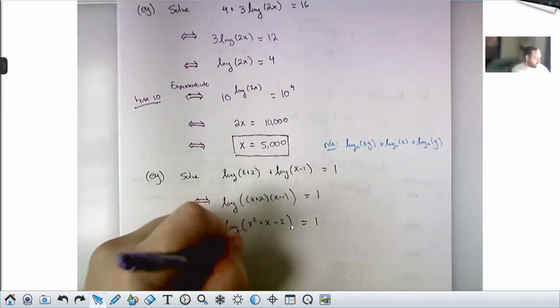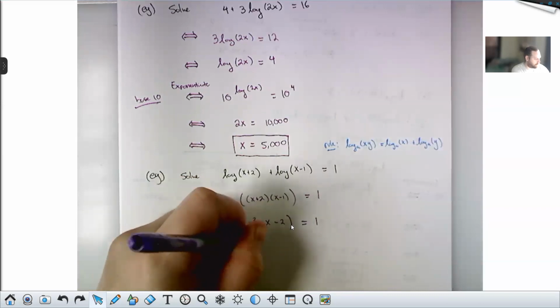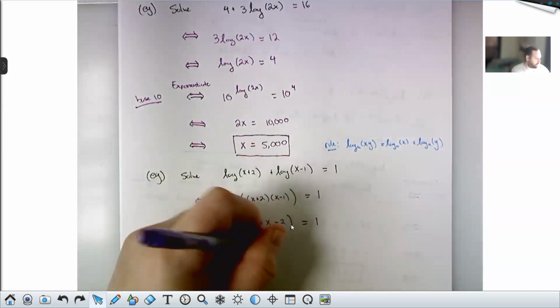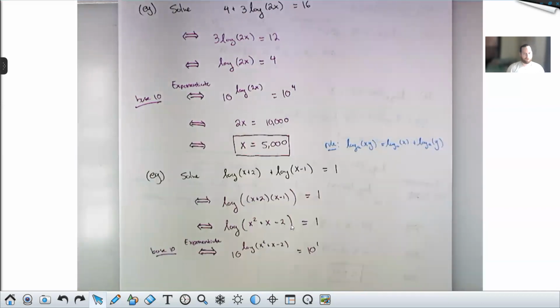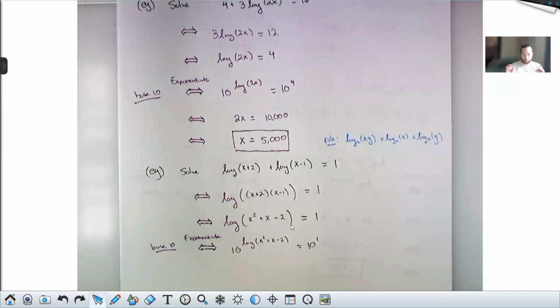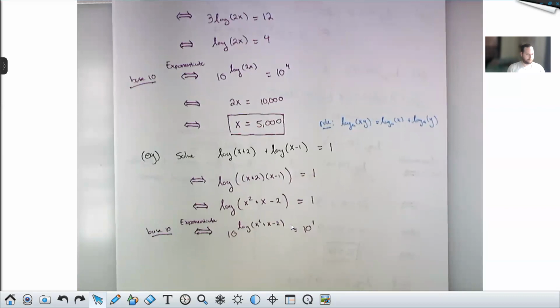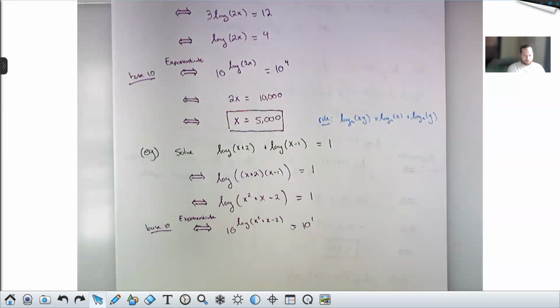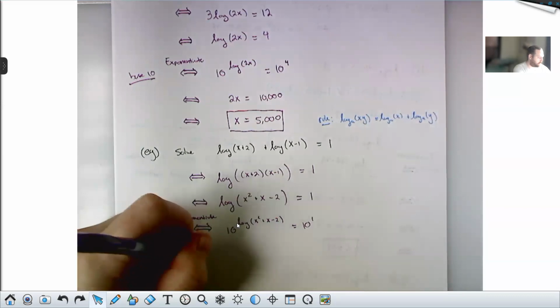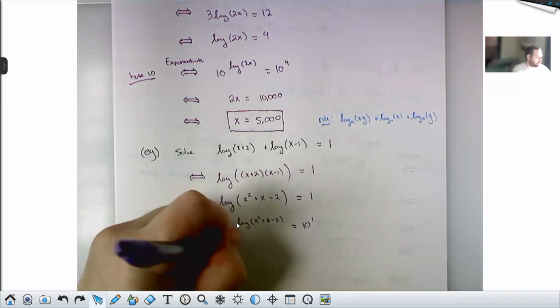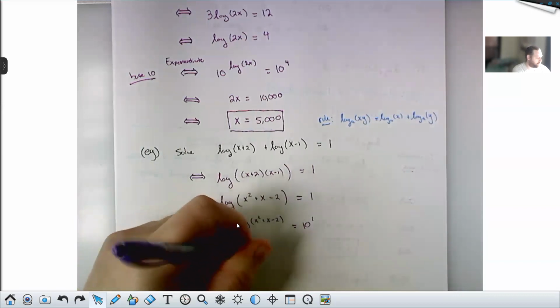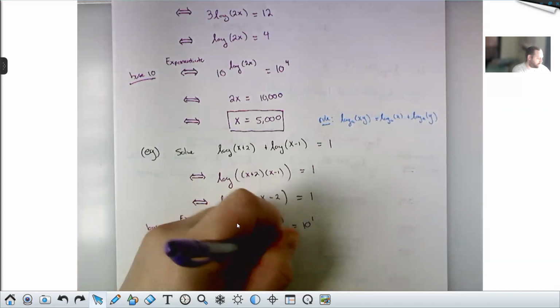And that will give me 10 to the log of x squared plus x minus 2 equals 10 to the 1. Remember, whenever we exponentiate or take logs, we do it on both sides. And the magic here is that 10 raised to the base 10 log of something is always just going to be that something, because those are inverse functions. That was the immediate consequence of the definition. So this left-hand side is just x squared plus x minus 2. And the right-hand side, 10 to the 1, is 10.